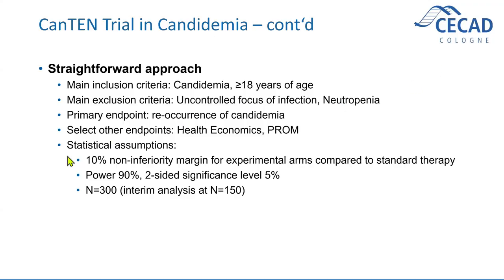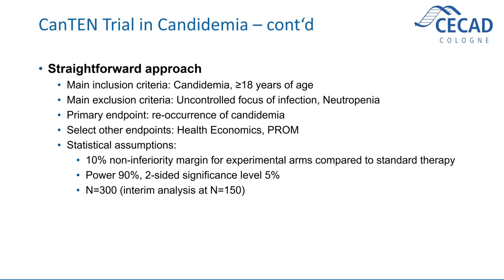This CAN10 trial has a quite straightforward approach. So the main inclusion criterion is candidemia, plus the criterion of enrollees being adults. The main exclusion criteria being an uncontrolled focus on infection and neutropenia, so no neutropenic enrollees. The primary endpoint being reoccurrence of candidemia.